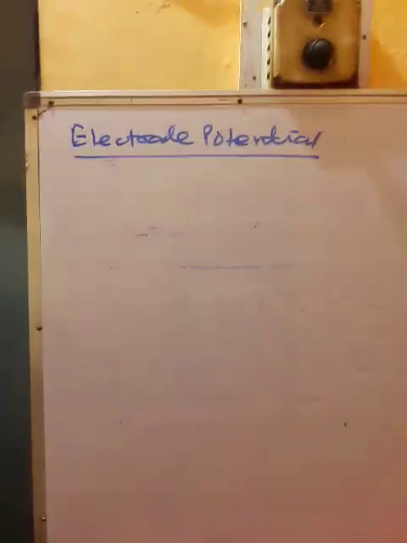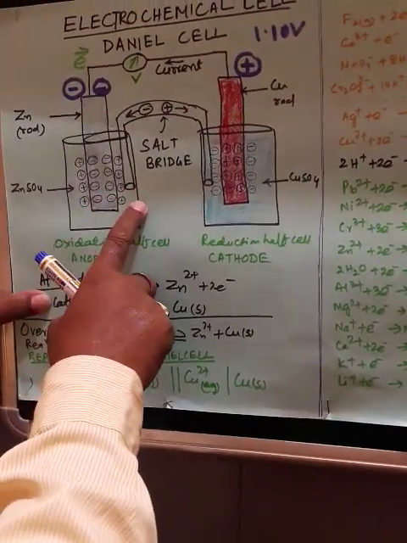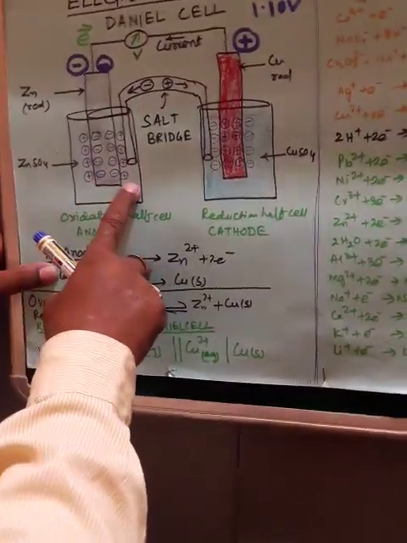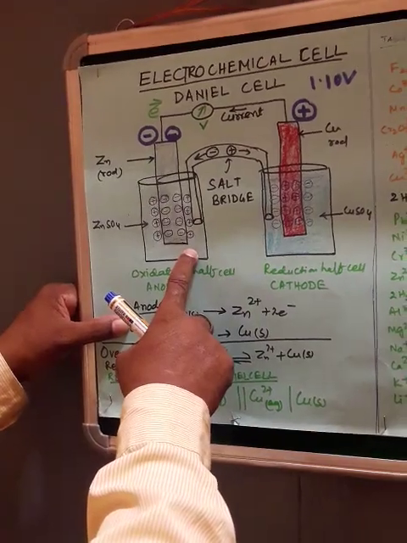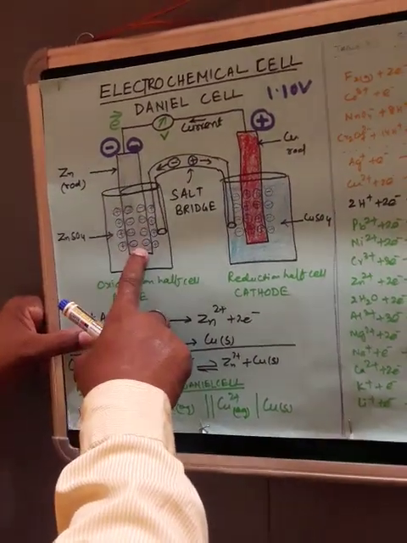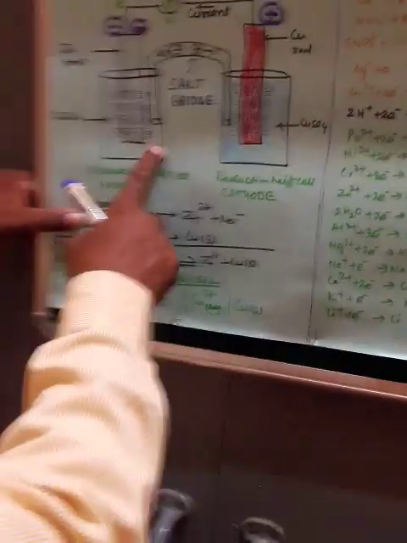Now see, in every electrode here, the zinc rod is separated by zinc sulfate. There is a potential difference set up between the zinc electrode and the zinc sulfate solution. The zinc electrode is negatively charged and the solution has a higher positive charge. The potential difference arising between the electrode and the electrolyte is called electrode potential.